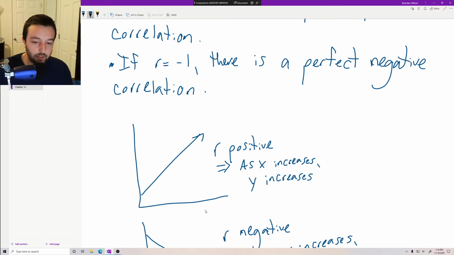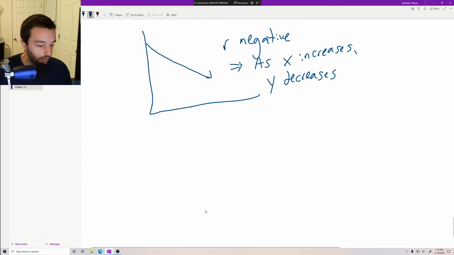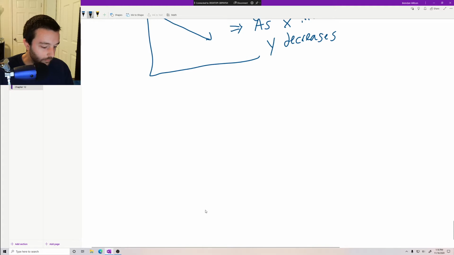So, for calculating R, we already showed how to do that in Excel, and we'll do some more examples with that too. When we're interpreting R, though, it's more common that we actually look at what's called R squared. So let's look at that.